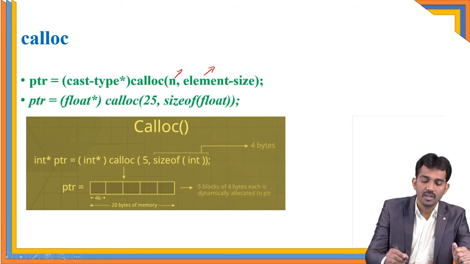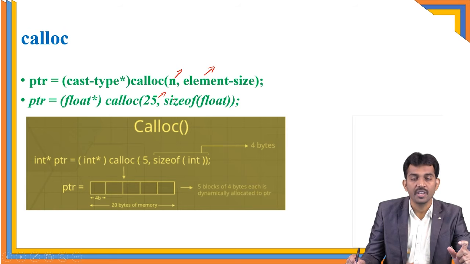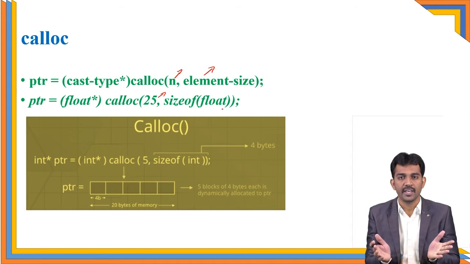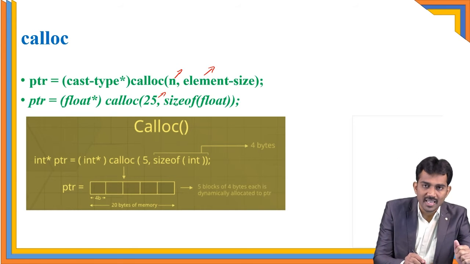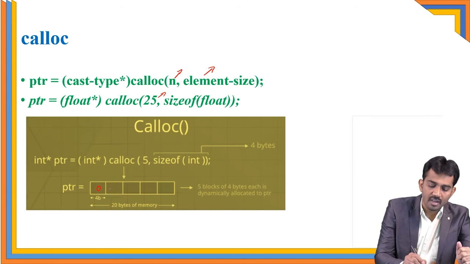For example, here if you use 25, it means 25 items you are going to create, and sizeof float, so 25 float variables you are going to create. That is the main difference between malloc and calloc. See, in calloc, if you assign like this, 5 means you are giving 5 blocks separately. And the default value of calloc is 0.